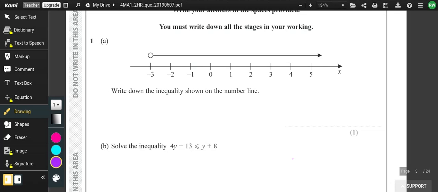Hi, everybody. I'm a little bit ill, so apologies for my voice, but I'll try and go through this test and do everything I can to support you before your exam.